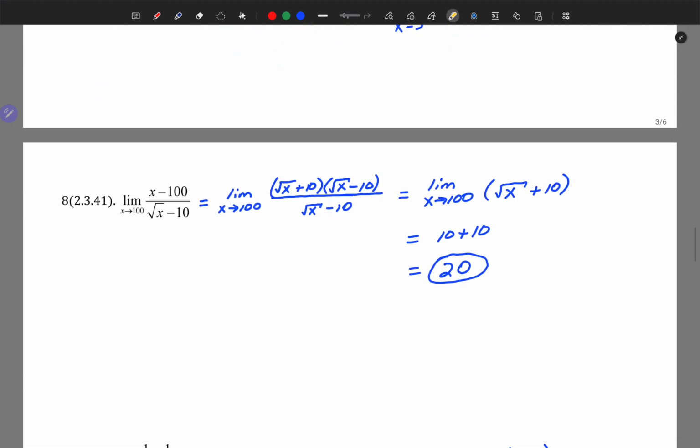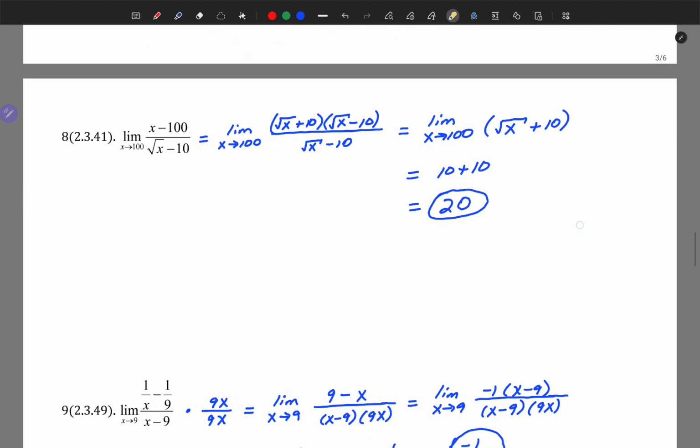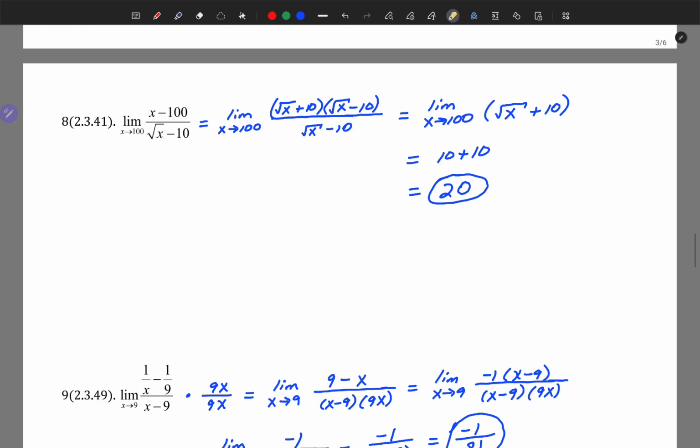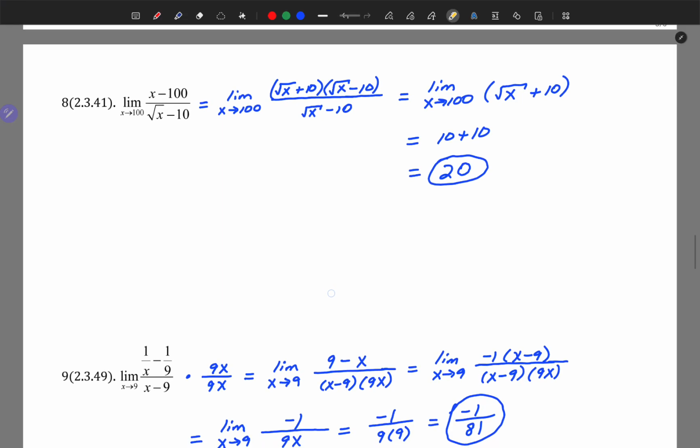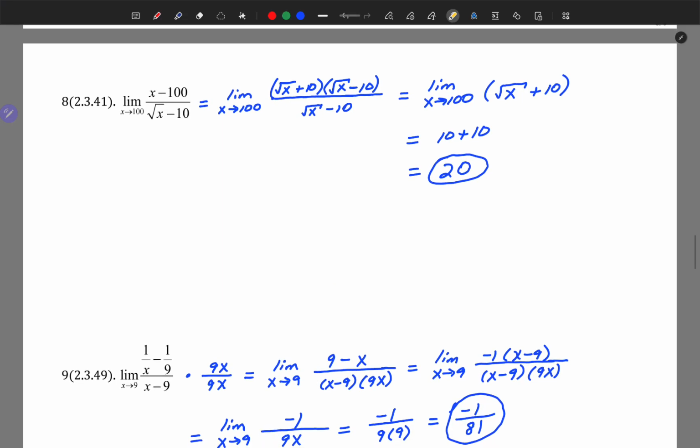Next problem. Both of the next two problems are algebraic solutions to limits. So if I give you something like the limit as x approaches 100 of x minus 100 over the square root of x minus 100, we know we can't just simply plug in a 100 because your numerator would be equal to 0 and your denominator would be equal to 0.